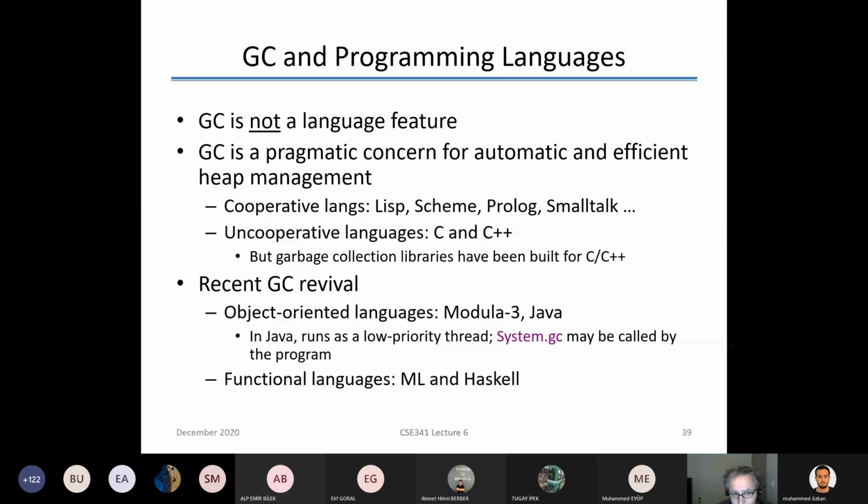There is a discussion around whether garbage collection is a language feature or not. Most people say no, it's not a language feature, but it's a good tool. Garbage collection is a pragmatic concern for automatic and efficient heap management. Some of the cooperative languages in this regard are Lisp, Scheme, Prolog, and Smalltalk, and some uncooperative languages from the garbage collection perspective are C and C++. But C and C++ have libraries that can help you manage these types of things as an add-on. Object-oriented programming languages, especially Java, have garbage collection.